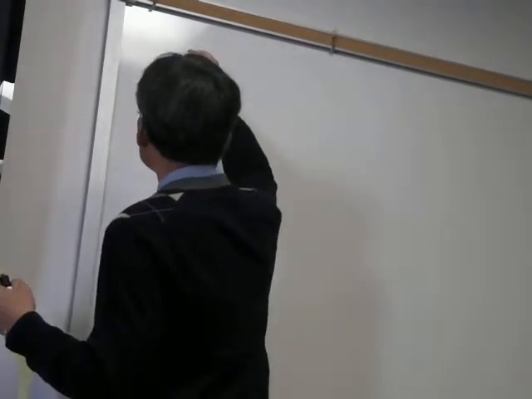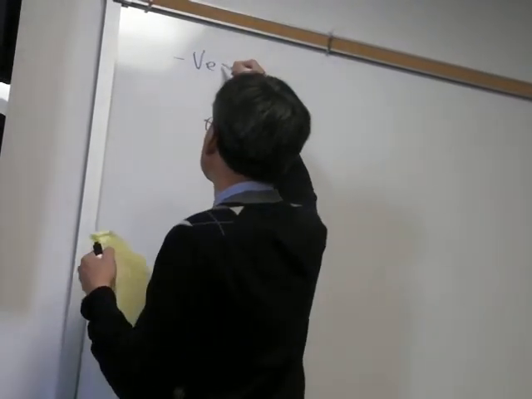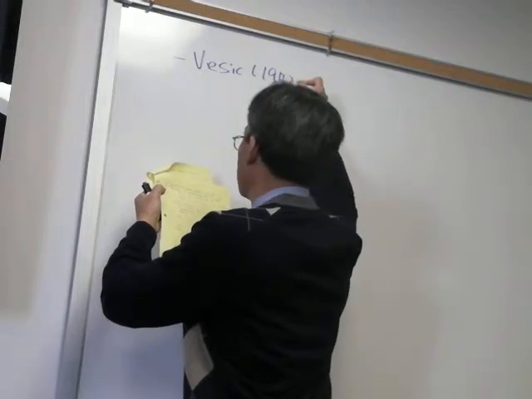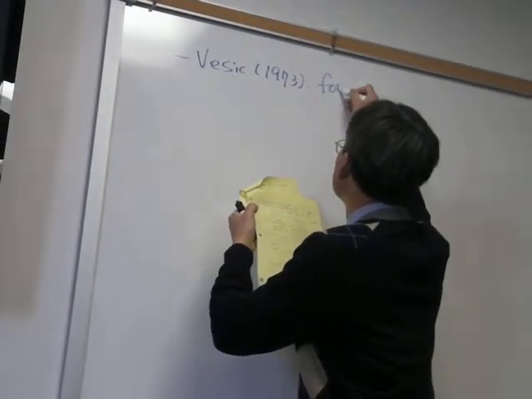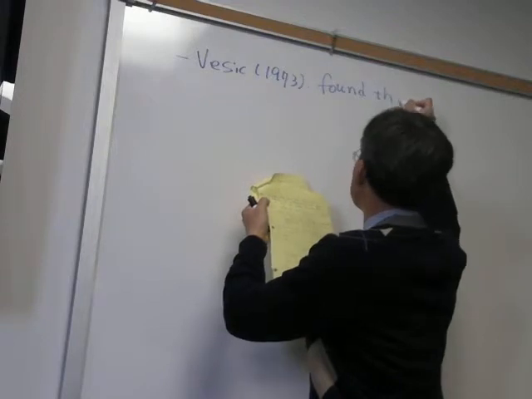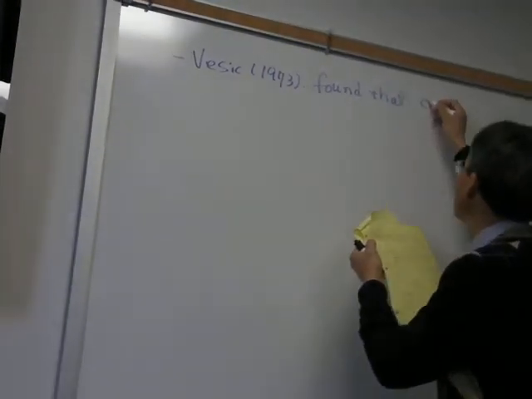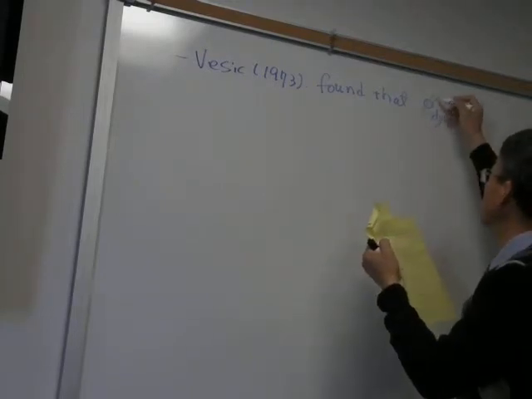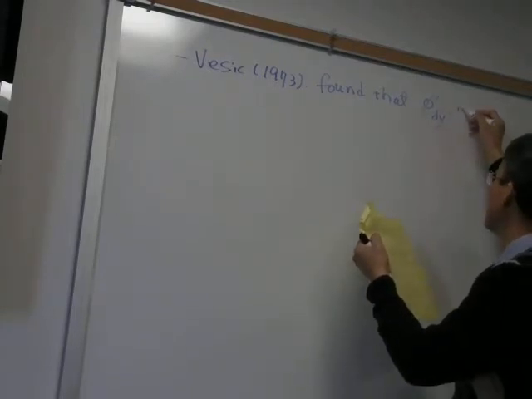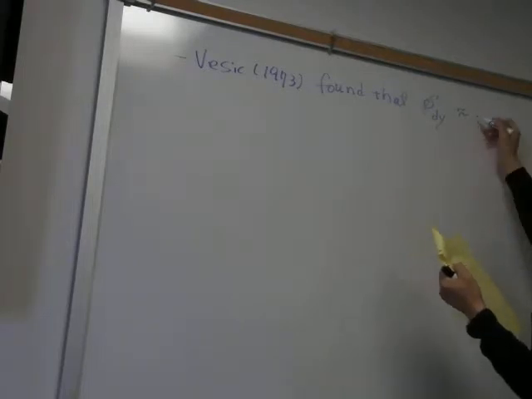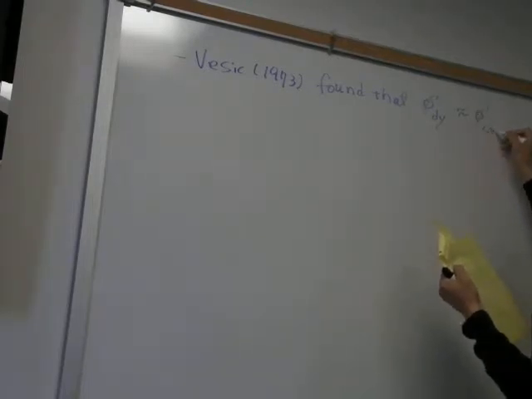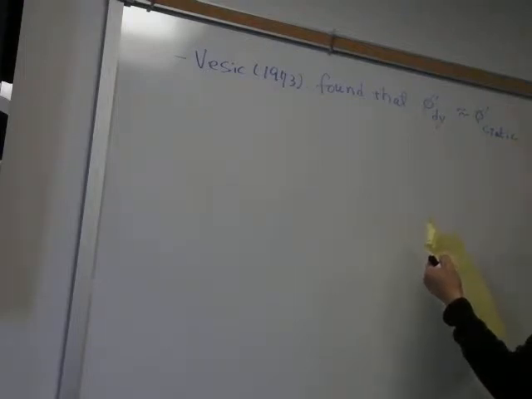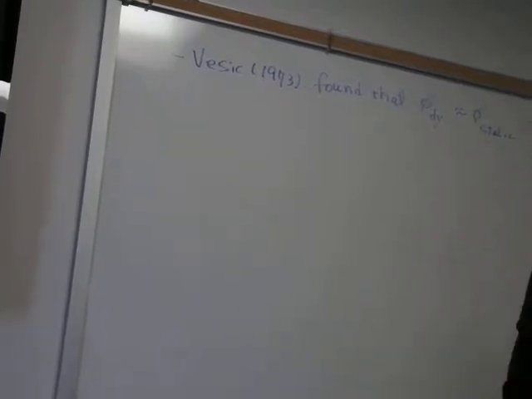Some additional findings from Basic, Basic 1973, found that the internal friction angle for dynamic condition for sandy soils is about phi prime static minus 2 degrees. Roughly, not exactly.